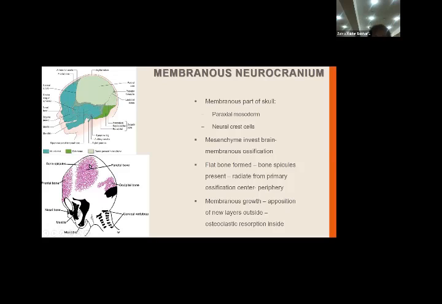How does the bone grow? New layers of bone are formed outside, and on the inside of the skull, bone is resorbed. The osteoclasts eat up the bone from inside, and on the other hand, more bone is laid on the outside by osteoblastic activity. Okay? So that is how the skull grows in size.